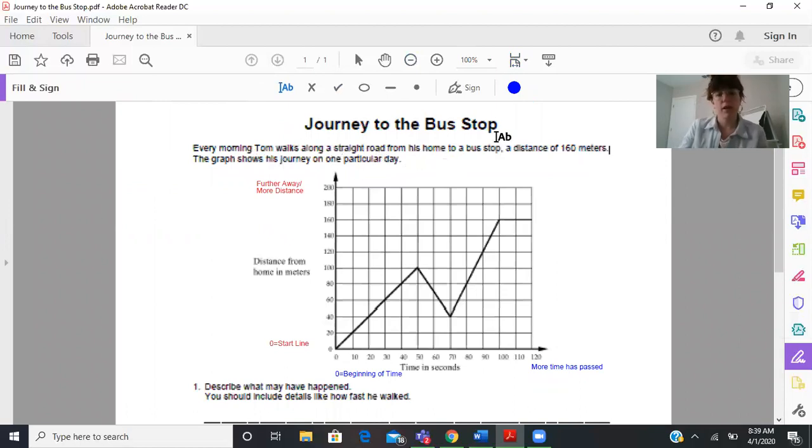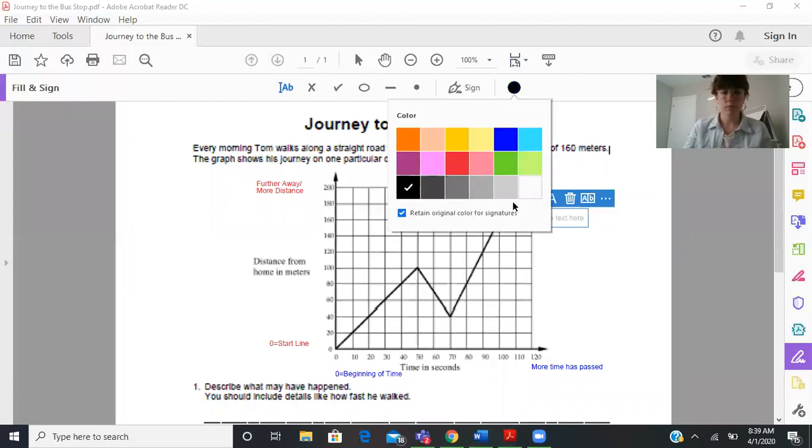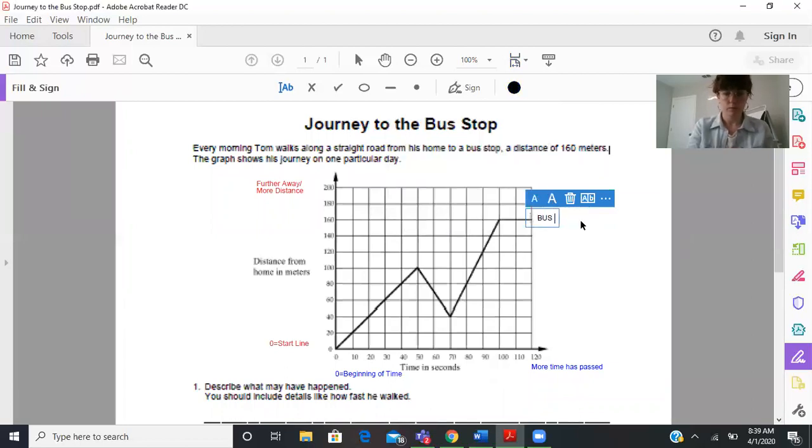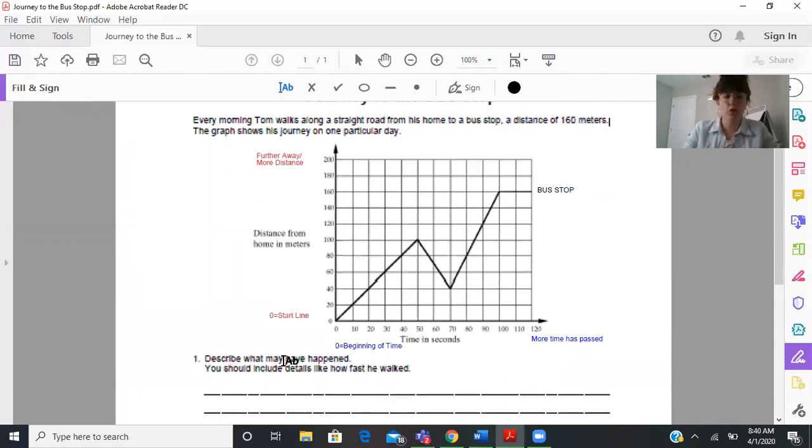So in this particular problem, it says, every morning Tom walks along a straight road from his home to a bus stop, a distance of 160 meters. So right here is the bus stop, right at 160 meters. The graph shows his journey on one particular day. Describe what might have happened. You should include details like how fast he walked.